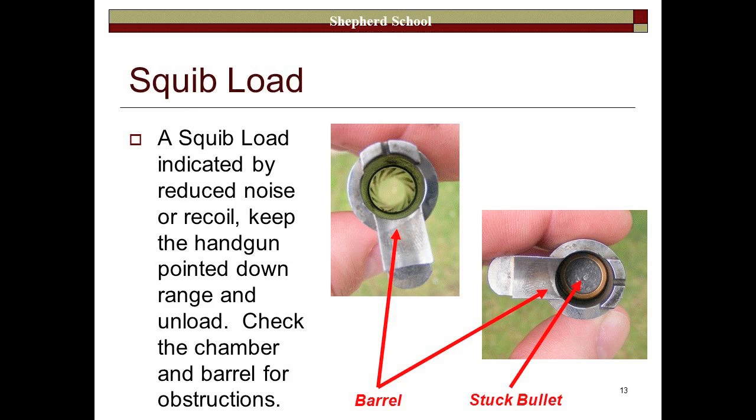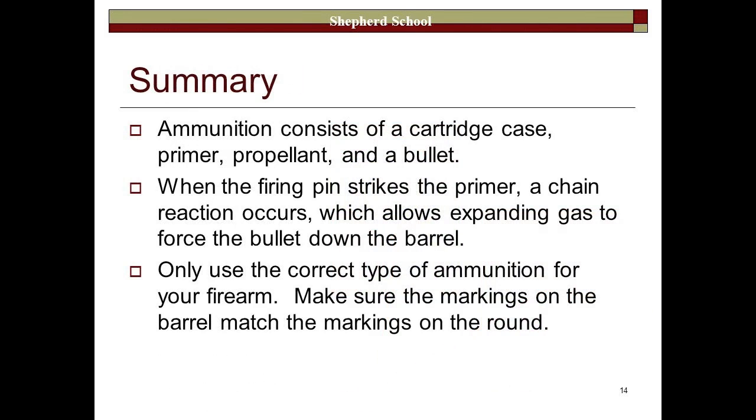That was all pretty quick, but basically we talked about ammunition and that it consists of a cartridge case, primer, propellant, and a bullet. When the firing pin strikes the primer, it starts a chain reaction which causes hot expanding gas to push the bullet down the barrel, and it's vitally important to only use the correct type of ammunition for your firearm. Make sure the markings on the barrel match the markings on the round. Failure to do that could cause some problems.